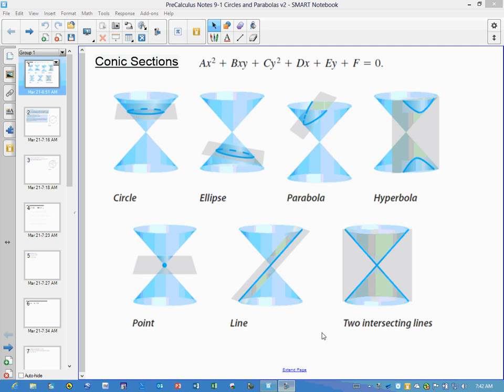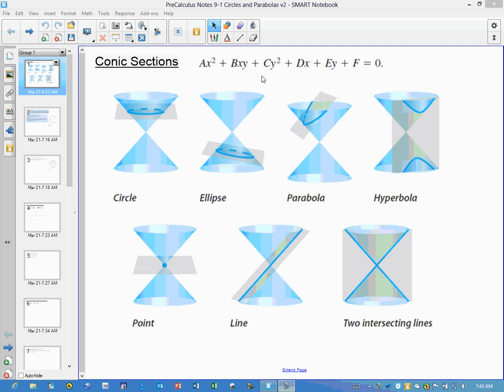Hello, this is Mr. P, and today we're going to learn about conic sections. Specifically, we're going to learn about circles and parabolas. And we're going to take more of a geometric approach to these than what you might have seen in Algebra 2. In Algebra 2, you're given an analytic approach, and here we're going to look at the geometry of these curves.